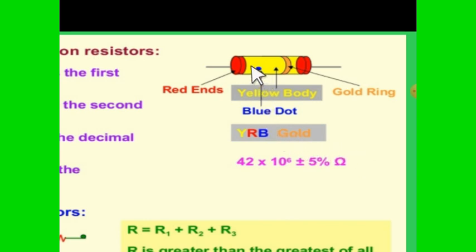The color on the body will represent the first digit, the colors on the two ends of the resistor will give you the second digit, and the color of the dot on the body will represent the multiplier, and the color of the ring will give you the tolerance.